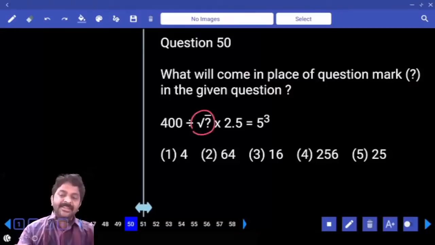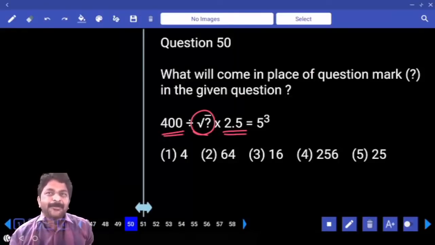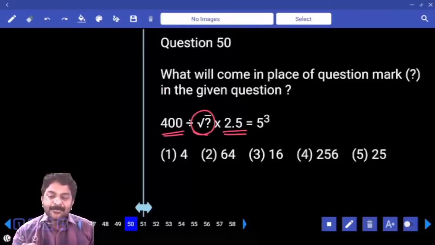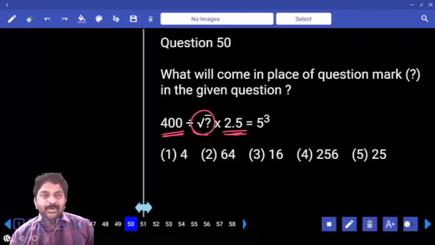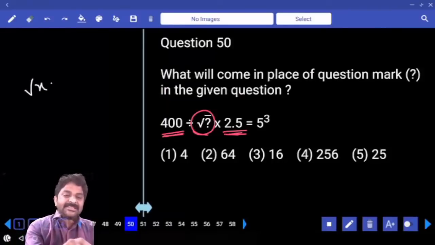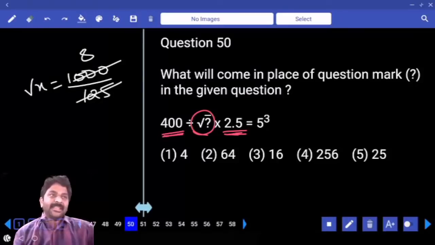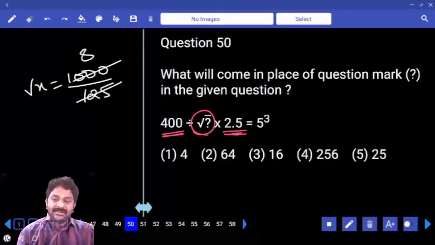Come on. Divided by root x goes to the right hand side, correct? Now left hand side, 400 into 2.5. Can I write 2.5 as 10 by 4? Left hand side, what is there? 400 into 10 by 4, that is 1000 only. Root x is equal to 1000 divided by 5 cube value comes to the left hand side. 125 how many times is 1000? 8 times. If root x is equal to 8, x is equal to 64.